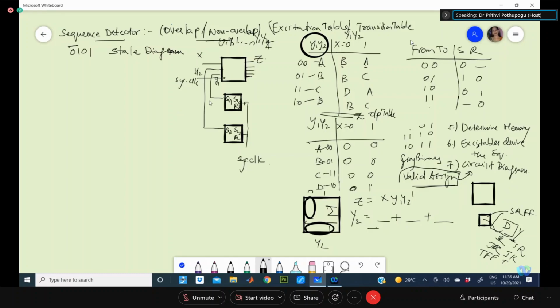Now, this is the transition. These are the things we take back to the design. So this is from and this is to. The transition from to will be decided here. So what should be the inputs on SR to have a specific transition of 0 to 0, 0 to 1, 1 to 0, 1 to 1 should be decided by this excitation table.